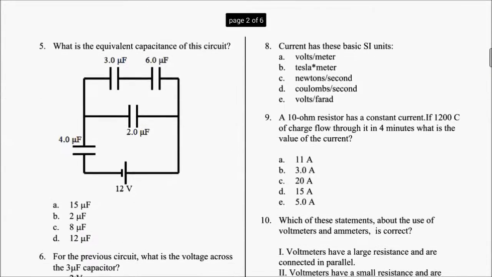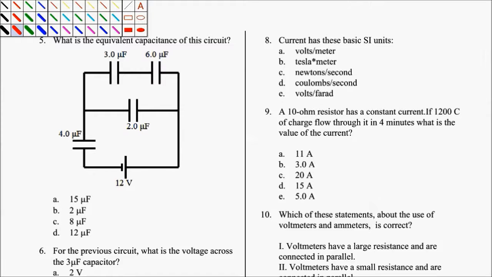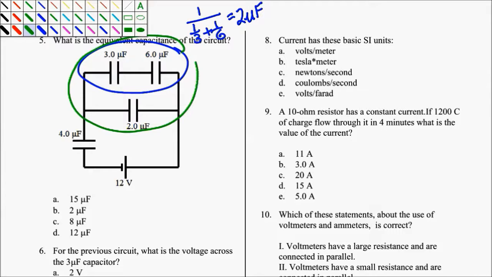What is the equivalent capacitance of this circuit? Okay, well if I combine these two, that's 1 over 3 plus 1 over 6. That's equal to 2 microfarads. Right, and then I combine this 2 microfarad with this 2 microfarad. That's going to be 4 microfarads, 2 plus 2 equals 4, because these were replaced by a 2 microfarad capacitor.